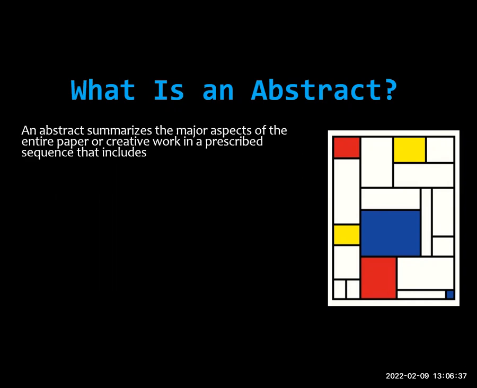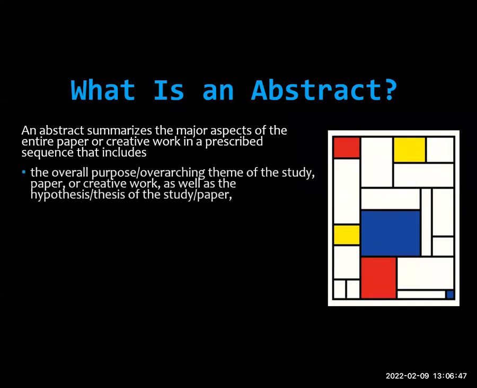Every abstract that you encounter contains most of these elements that I'm about to describe in the order that I described them. The overall purpose or overarching theme of the study is going to be something that you want to convey to your reader. What did you research and why did you research it? You're going to want to get that out there. You're going to want to present your hypothesis if it's a scientific study, or your thesis if it's a paper that you are presenting.